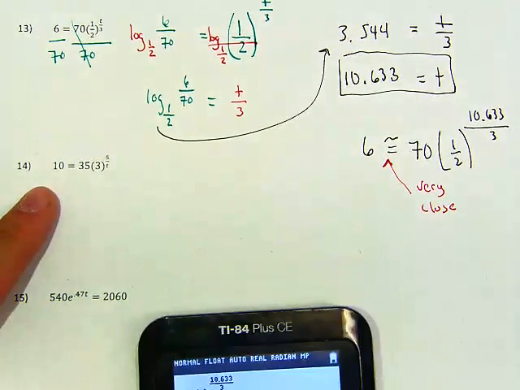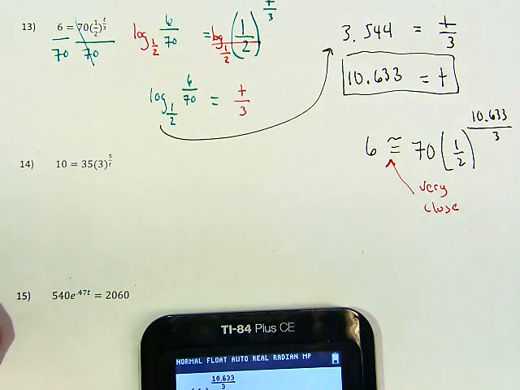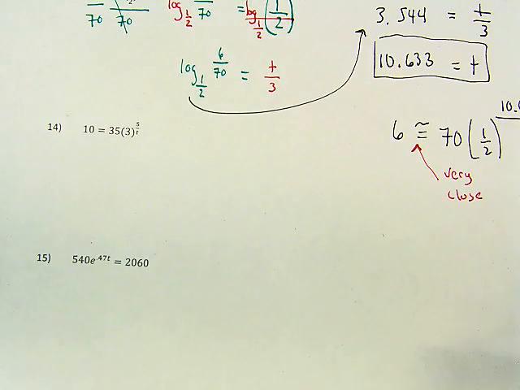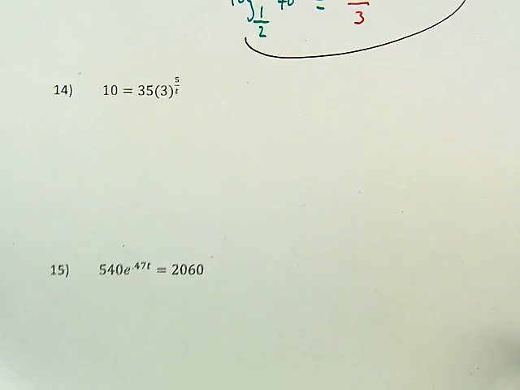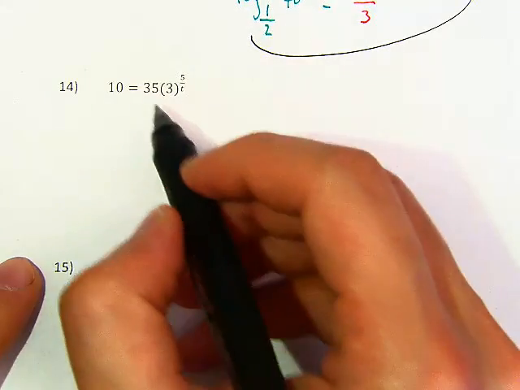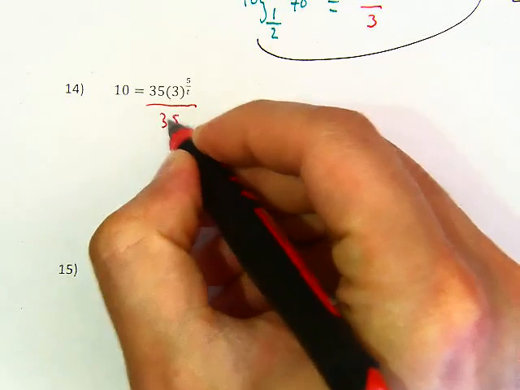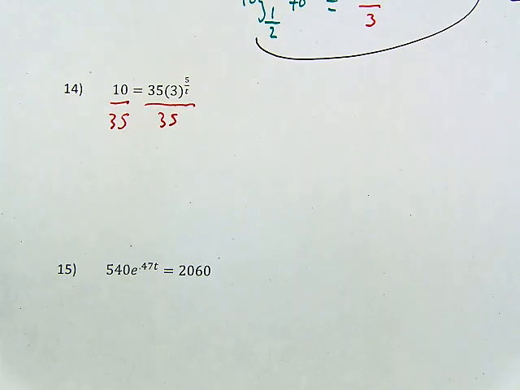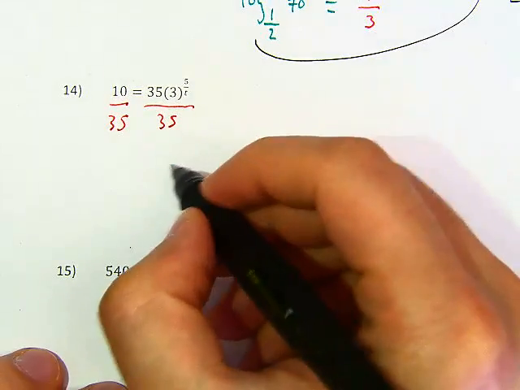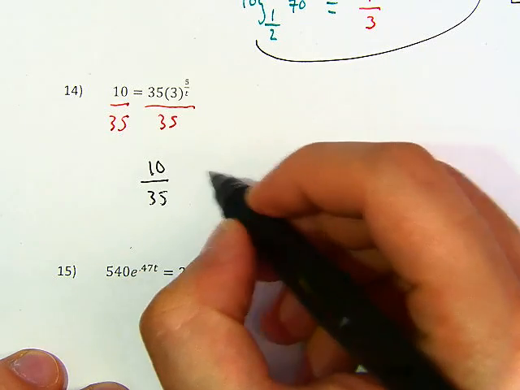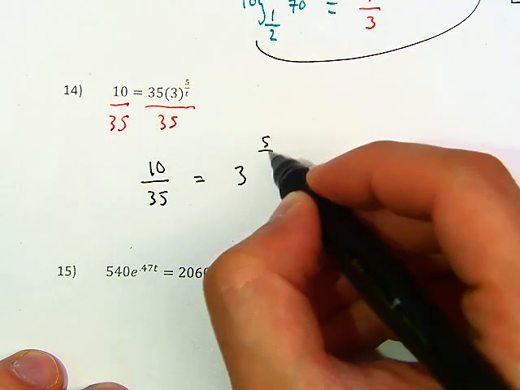What I want you to do is try and do this question by yourself, right? You can do this. Okay, so if you want to see how it's done, what are we going to do? The first move is divide both sides by 35, right? Okay, so this is 35. And now what do we have? We have 10 over 35 is equal to 3 to the 5 over t.